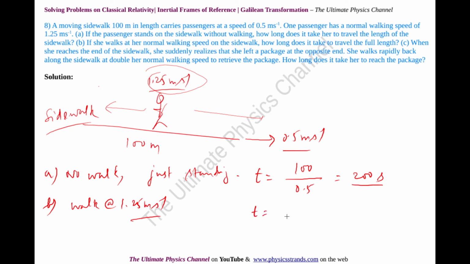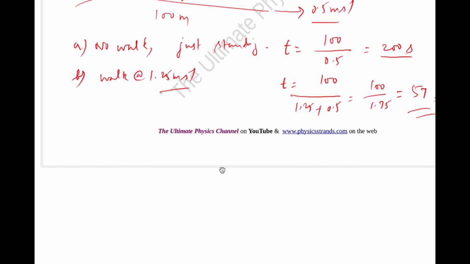Now the time is the same distance, so 100 over the speed. The speed is now along the direction in which the sidewalk is moving, so it is going to add. So the speed is 1.25, her speed, plus the speed of the sidewalk, that is 0.5. So it is 100 over 1.75, and that will be equal to roughly 57 seconds.